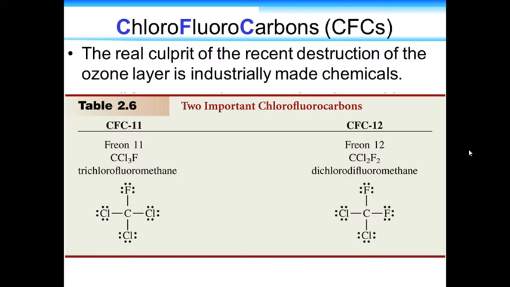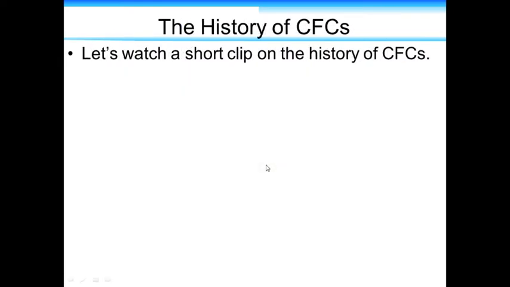Now let's talk about chlorofluorocarbons, otherwise known as CFCs. These are industrially made chemicals that also act as catalysts to break down ozone, throwing off the natural balance of ozone production and destruction in the atmosphere. So one is Freon 11, and another one is Freon 12. Let's watch a short clip on the history of CFCs.